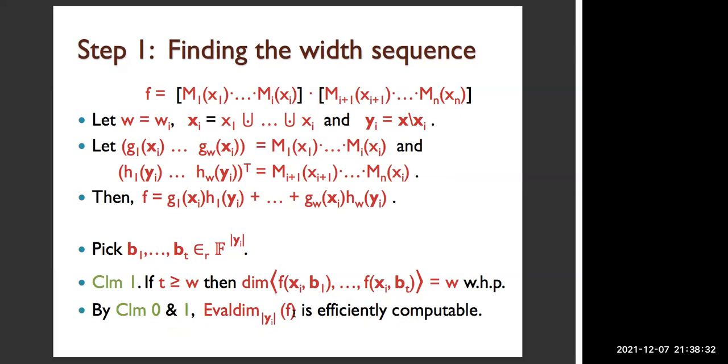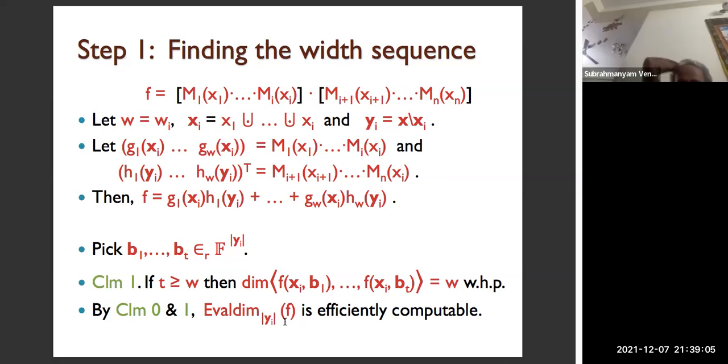If you think for a moment, you'll see that this evaluation dimension is nothing but the dimension of the space spanned by a bunch of partial derivatives, not all of them, especially the partial derivatives with respect to the y variables. So all possible partial derivatives with respect to the y variables. And that dimension is easy to compute for any f. That's the summary of step 1. Okay. Right? So yeah, sorry.